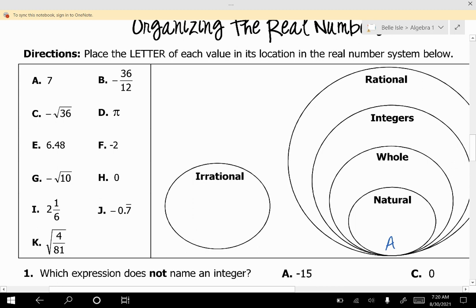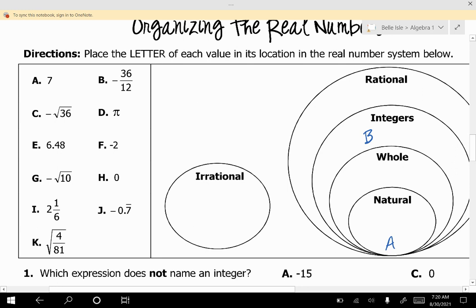Okay, so if we look at B, it is negative 36 over 12, which is going to be the same as negative 3. That is going to be an integer. It's also a rational number, but we'll just put it in integer because now it's going to be an integer and a rational, okay?